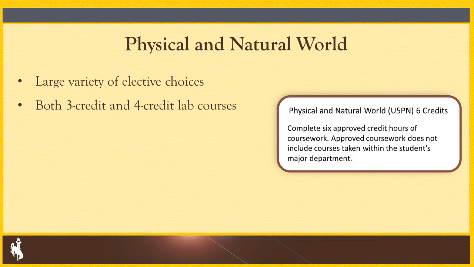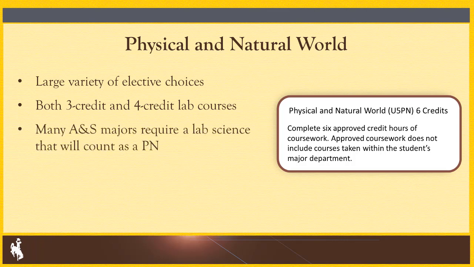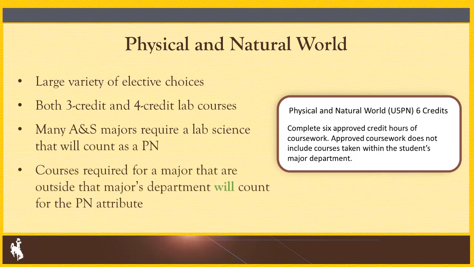It's important to note many arts and sciences majors require lab science courses, where students outside of those colleges aren't required to take the lab science. They can take the 3 credit hour courses. It's also important to note that many lab science courses that are required for technical degree programs will count because they're outside of the student's declared major. For example, any engineering student that has to take chemistry or geology, those 4 credit lab science courses count towards their university studies program, physical and natural world.